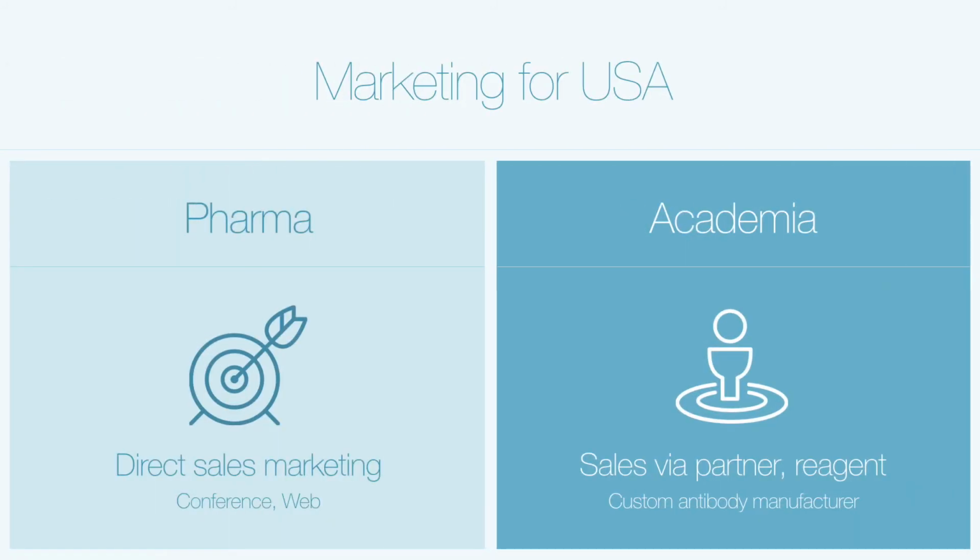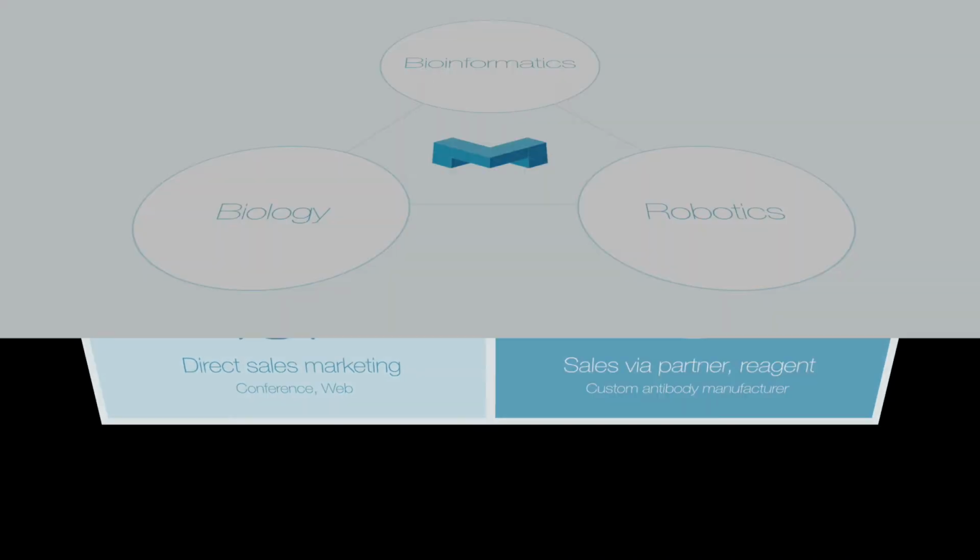So we have a marketing strategy for both pharma and academia. For pharma, we have a direct sales marketing strategy where we contact potential clients directly. And for academia, we plan to partner with other distributors to help us with sales to various locations.